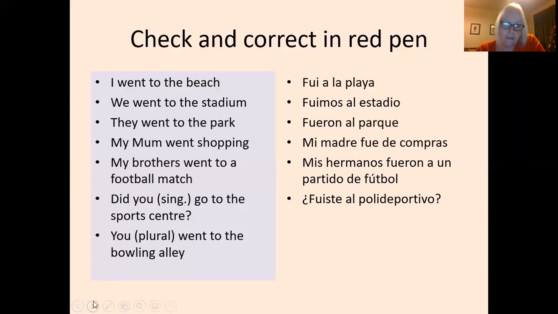Finally, número siete, tenemos you, plural, so more than one person went to the bowling alley. So here's that part of the verb, fuisteis a la bolera.